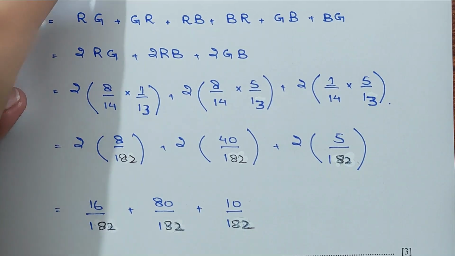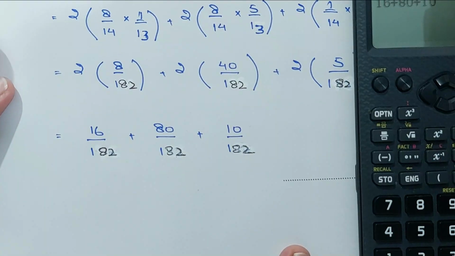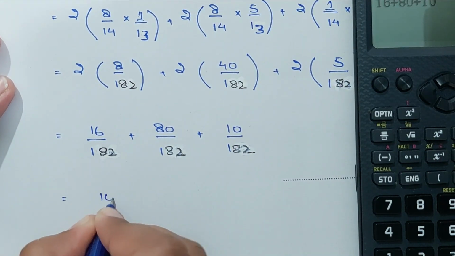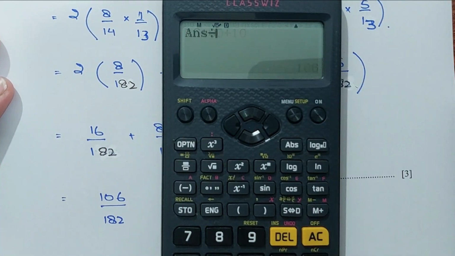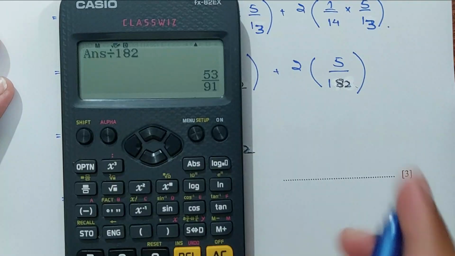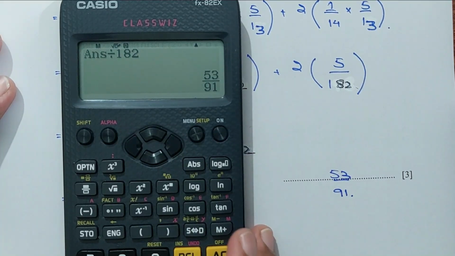All right, so 16, 80 and 10. 16 plus 80 plus 10 is 106, over 182. 106 over 182. Convert it into simplest form. That is 53 over 91. That is the probability. I hope this is clear now.